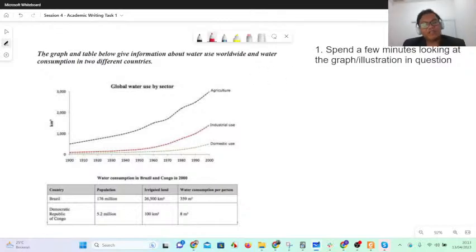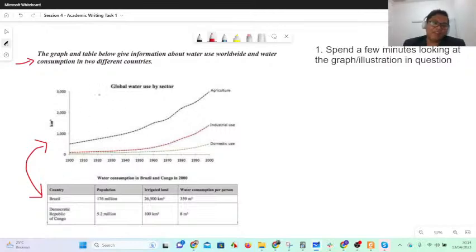So let's do that right now and illustrate how you need to do this. Of course, first things first, read the introduction, the introductory line. There's always an introductory line in the question. You have to read it and make sure you understand it. So here, the graph and table below give information about water use worldwide and water consumption in two different countries, right? So that means there are two different types of charts. And this is one of those question types that lean towards the difficult side. So there are actually two different types, and these two have completely different values. If you don't check, you might miss that.